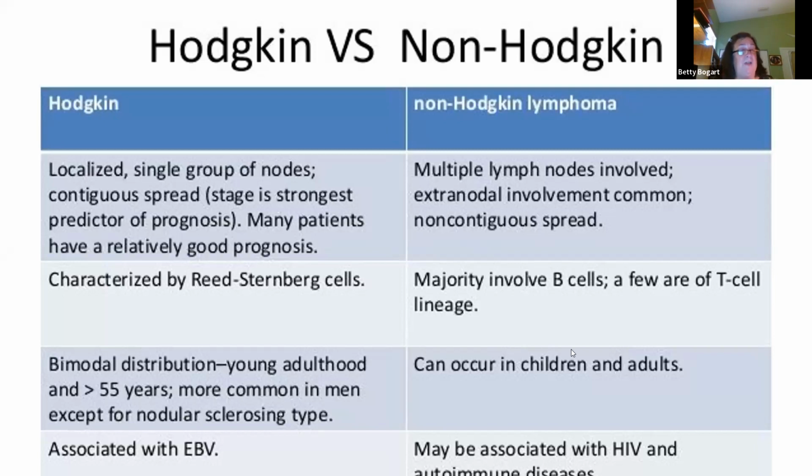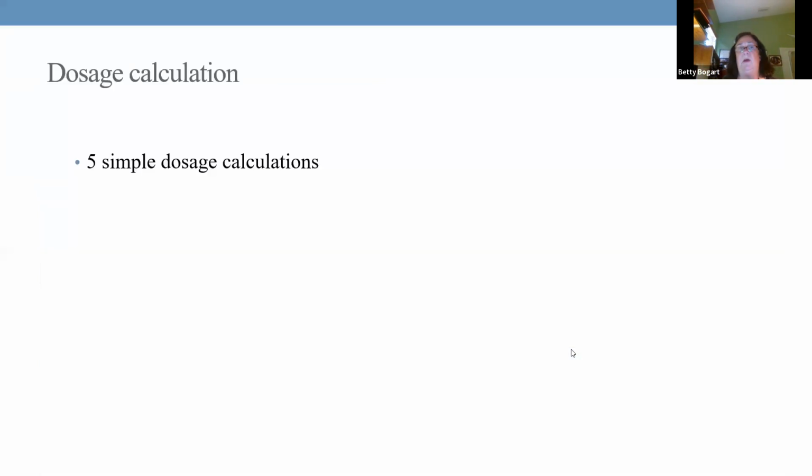So Hodgkin's is that non-painful node, and non-Hodgkin's is when we're going to see all sorts of spread going on. Hodgkin's is that node that's painless, and you'll see Reed-Sternberg cells, and non-Hodgkin's is more diffuse, okay? So Hodgkin's is just the lymphoma.